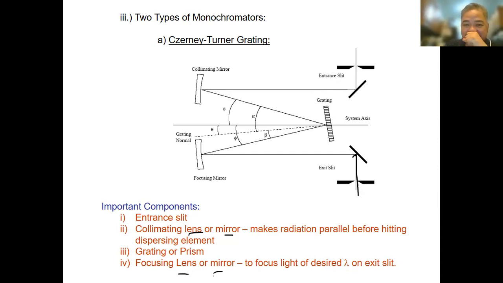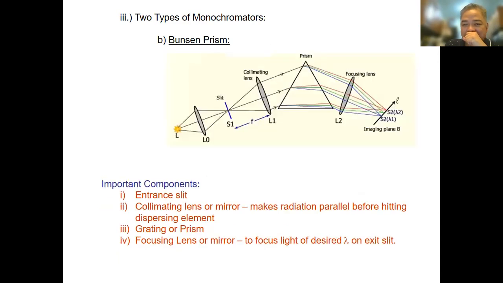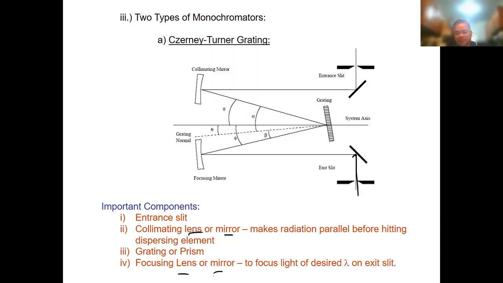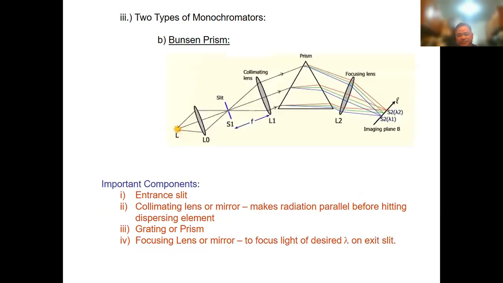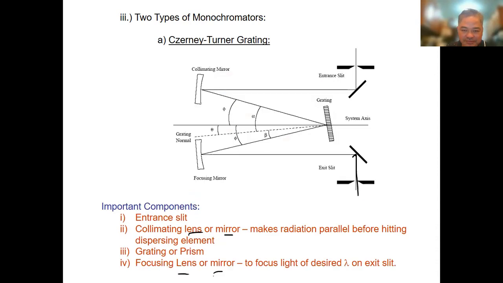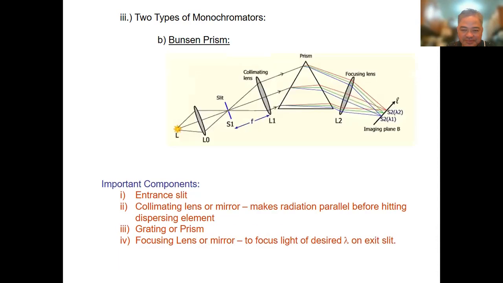Now, there's another type of monochromator, which is called the Bunsen prism. Look at the difference between the two. What do you see as the difference between the two? Anyone? What do you see as the difference?